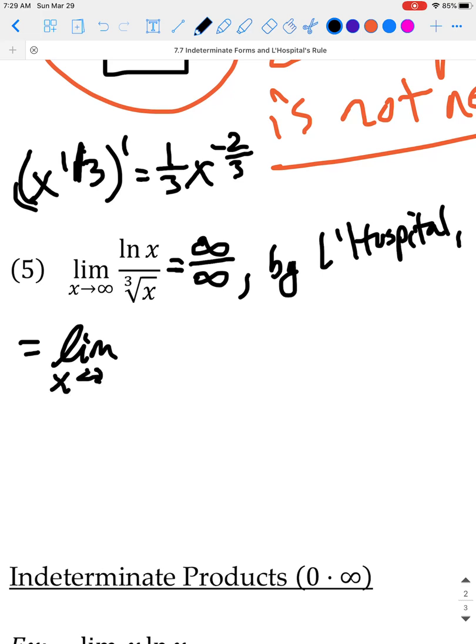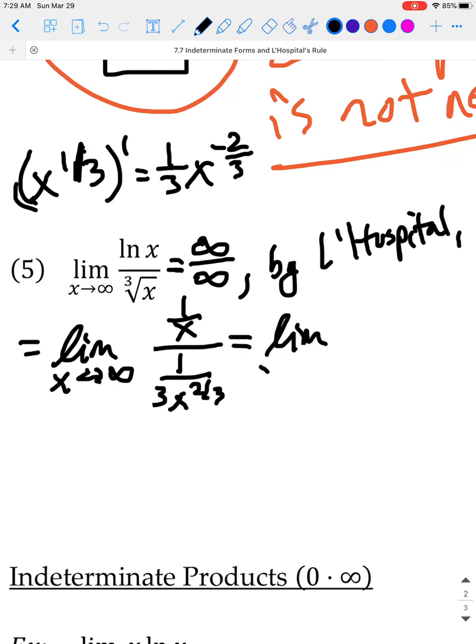So then our limit is going to be equal to the limit as x goes to infinity of the derivatives. So we'll have 1 over x, and then the cube root of x is going to be 1 over 3x to the 2/3. I'm going to write this without rational exponents. I could have written this as 1/3 times x to the negative 2/3, but actually writing this in the fractional form is going to be more useful for the limit, and this will be true in a lot of cases.